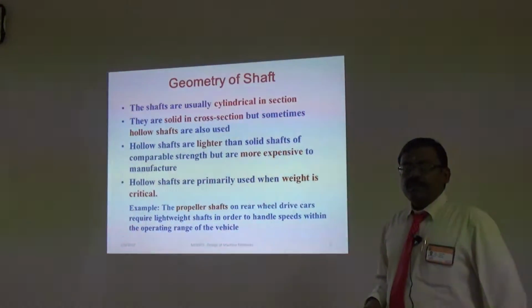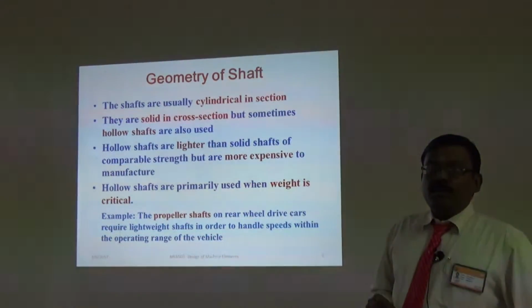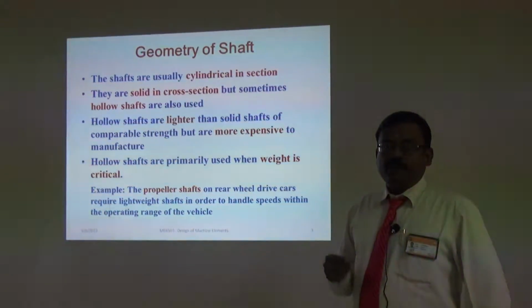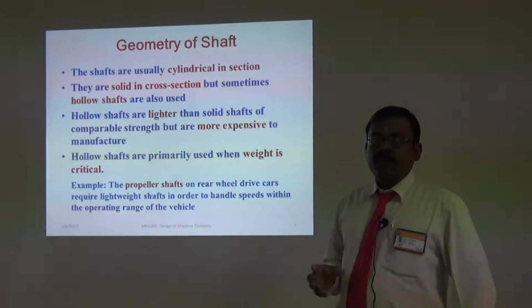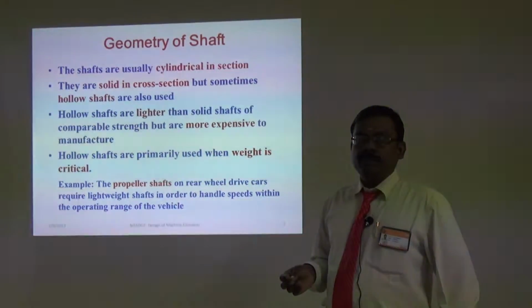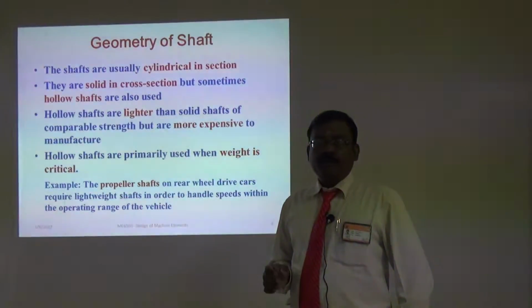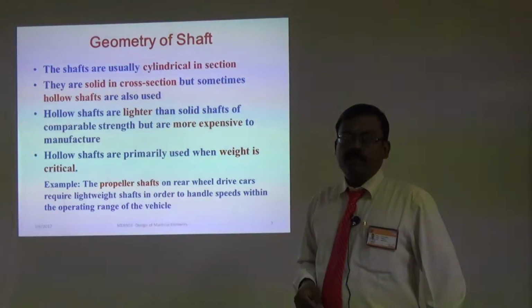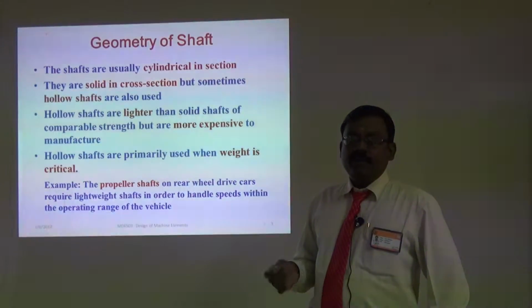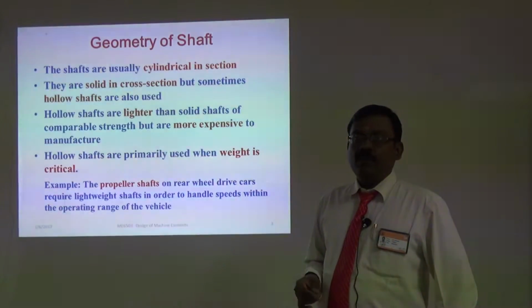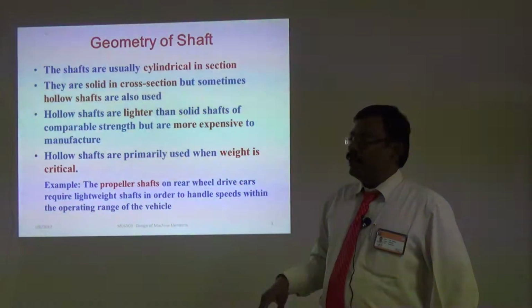So, if you see the geometry of the shaft, commonly the shaft is a circular cross-sectional member. It may be a solid one or a hollow section, depending upon the requirement. Suppose we want to go for a lightweight design, then they prefer the hollow shaft. Otherwise, the solid shaft is the best suited one.